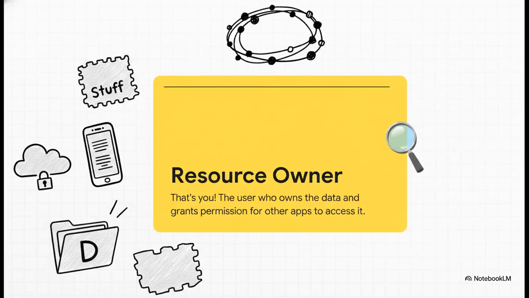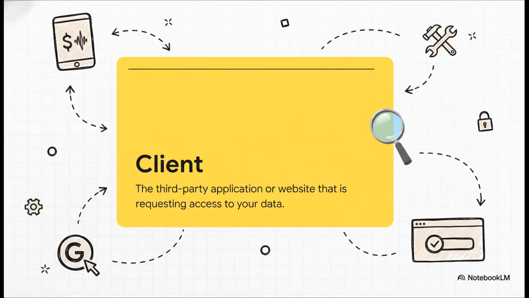So let's quickly meet the key players in this digital handshake. First up, the resource owner. This one's easy. That's you. It's your data, your account, your digital stuff. You are the one in charge. Next, we have the client. This is just the technical term for the third-party app that's requesting access. It could be Spotify, a new to-do list app, or any website that offers that handy Login With button.